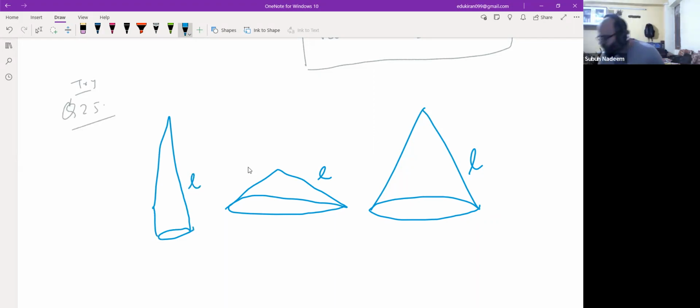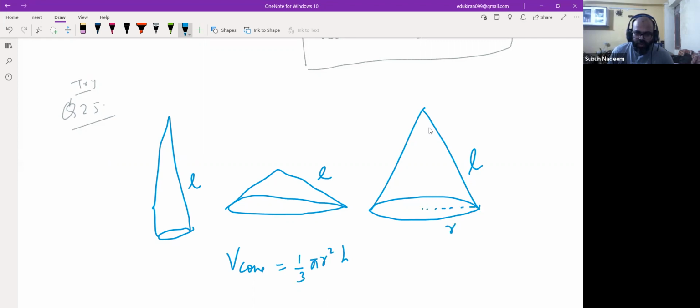You can change the radius of the base. Now, the volume of the cone should be maximum. So volume of the cone is 1 by 3 pi r square h. So let us take any one. Let us take this one. This is r. This is h. L is constant. It is given. r and h are variable. For this cone, h will be different, r will be different. For this one, h will be different, r will be different. But L is same.